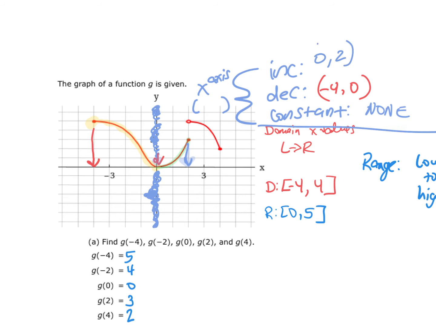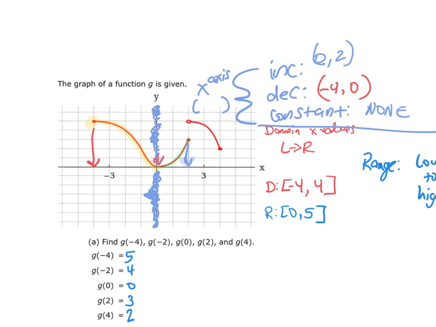Wait, why is it 2 and not 3? No, mine's at 3. 3's over here. Oh, okay. I thought you were looking at the y. No, we don't look at the y. We don't look at the y. 3, like 1, 2, 3. We're not looking at the y. You only look at the x-axis.